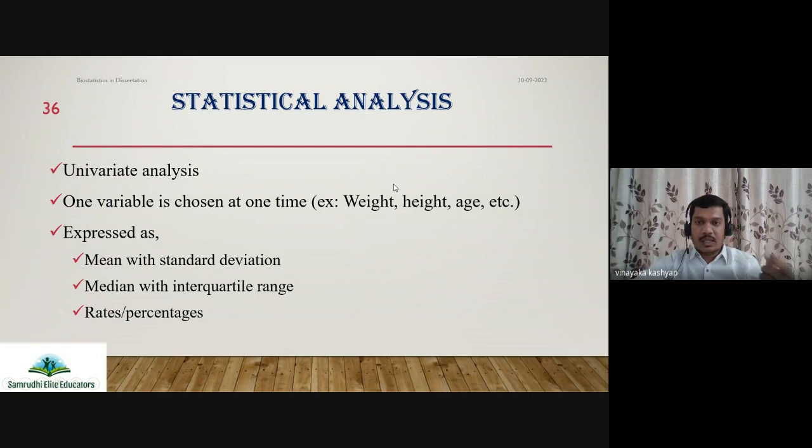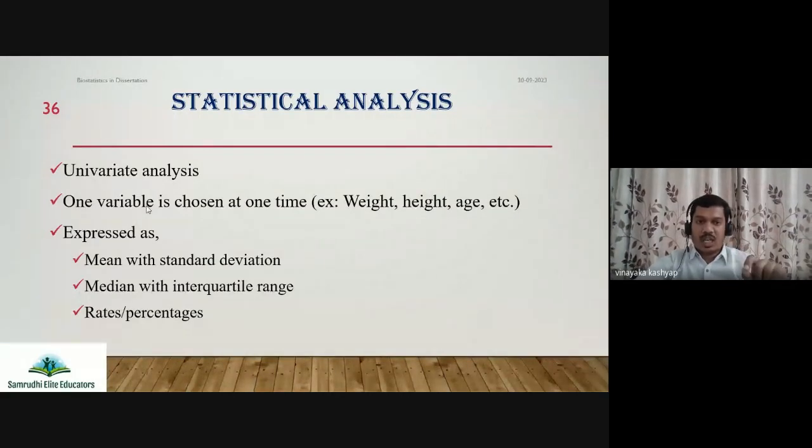Now how will you present this data? It can be presented in the form of a mean and standard deviation. The mean weight of the participants in your study was 60 kg plus or minus 8 kg. That is the standard deviation. That means the least weight was 52 and the maximum was 68. That is what it means, right? Mean plus standard deviation.